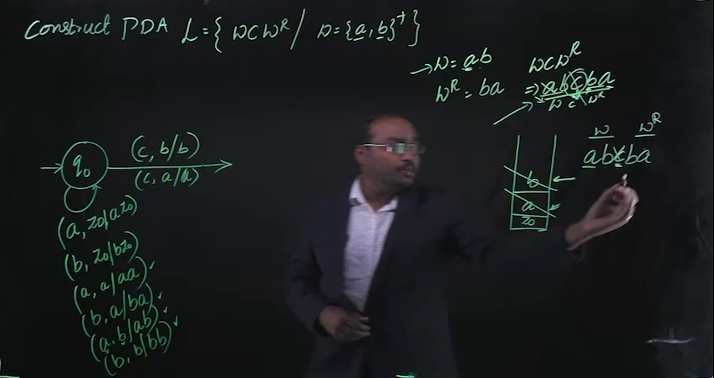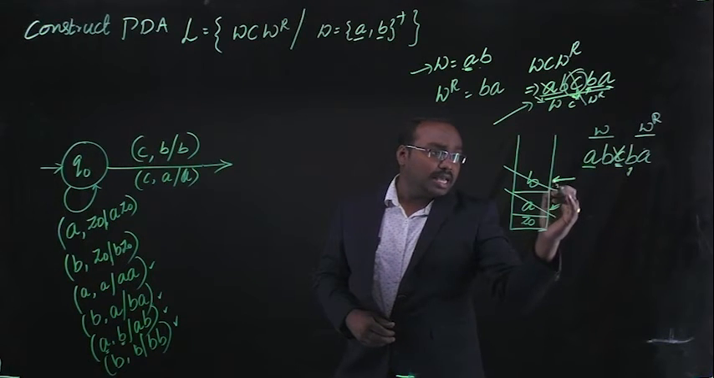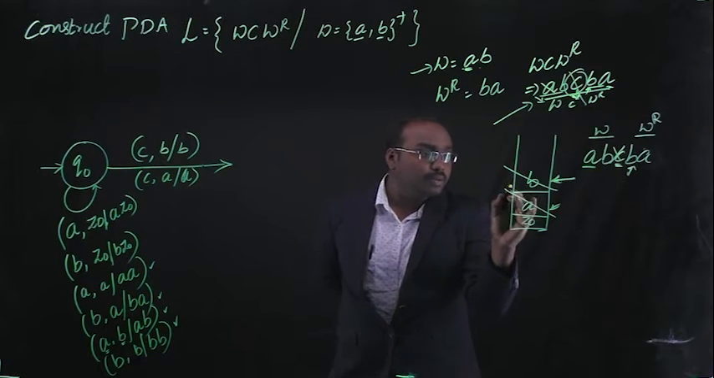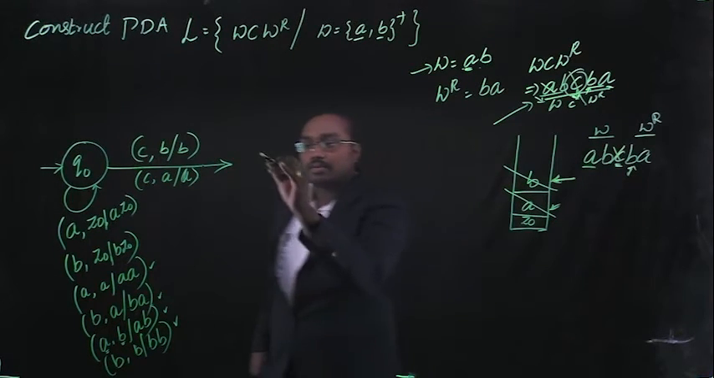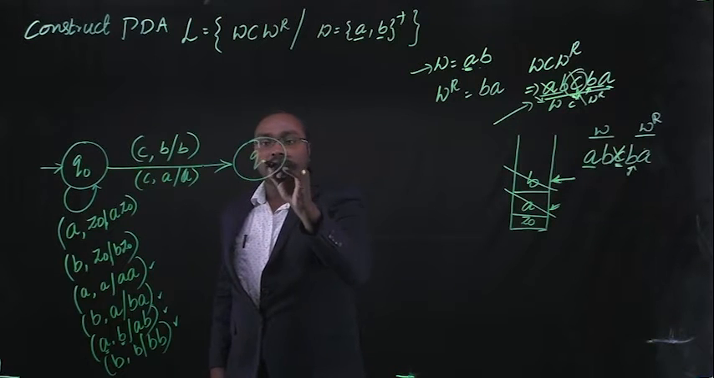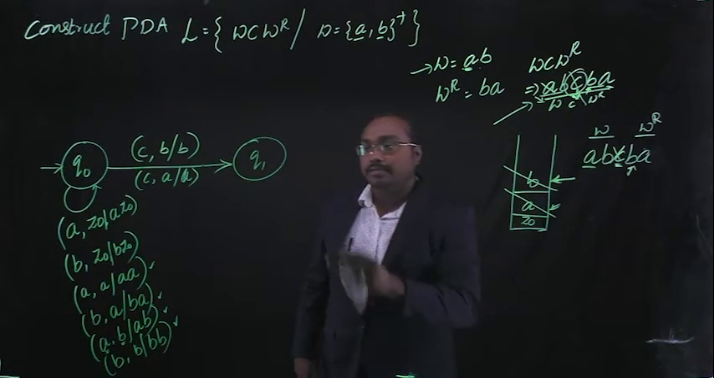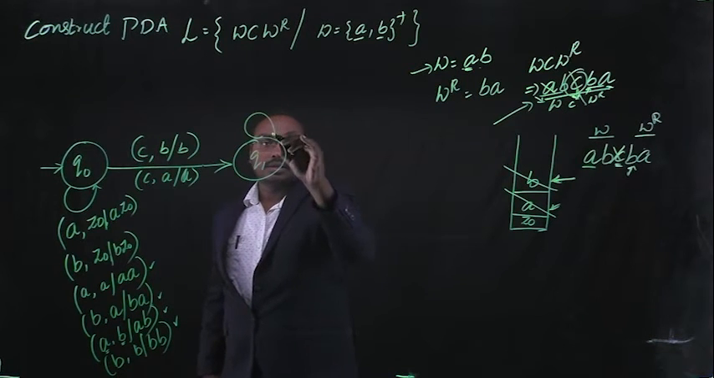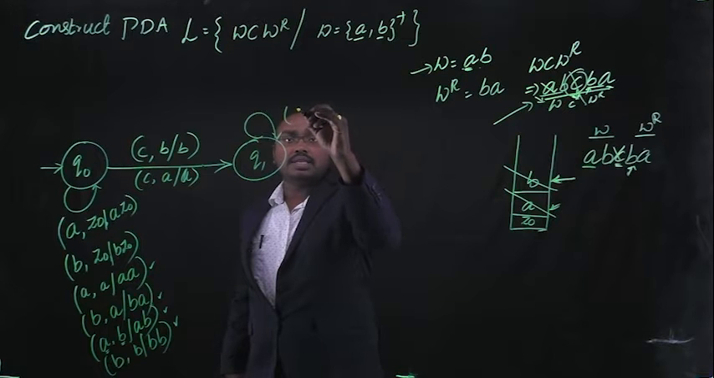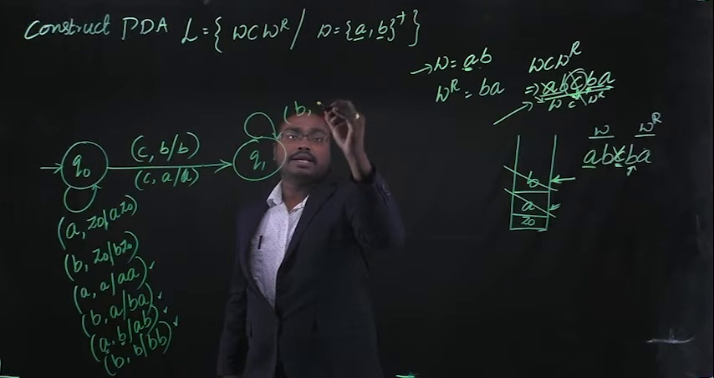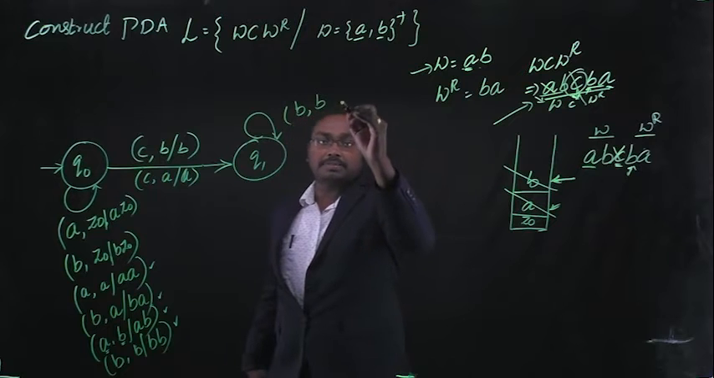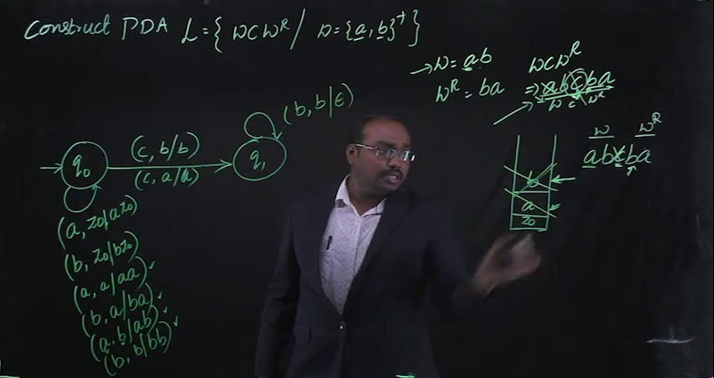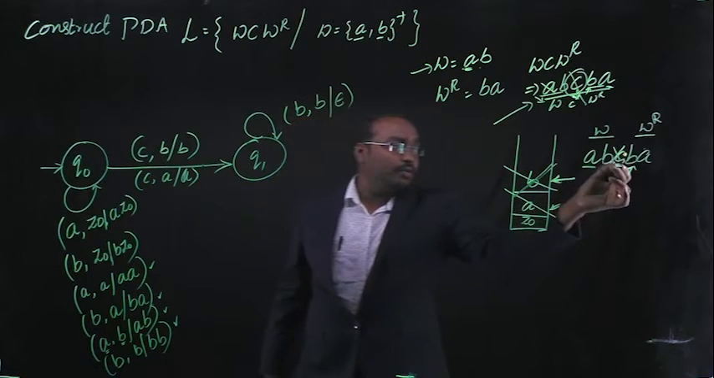Next, if the input symbol is B and the stack's top of the element is B, so both the input symbol and the stack's top element are matched, then we have to remove that element from the stack. That means if the input symbol is B and the stack's top is B, we remove that element from the stack, so this element B will be removed from the stack.